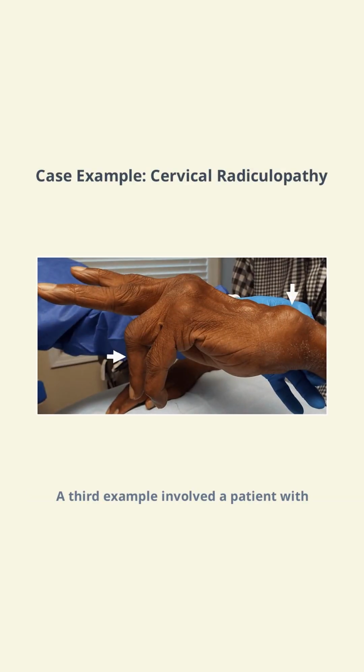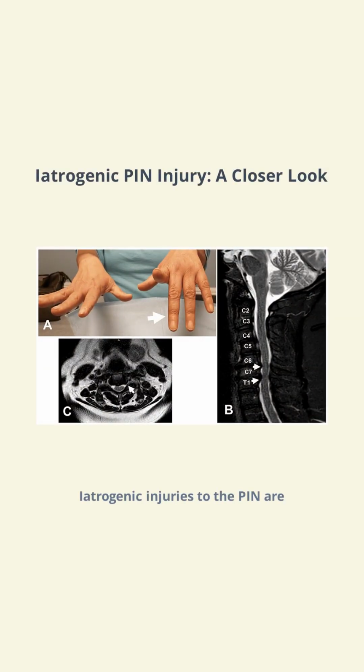A third example involved a patient with partial finger drop affecting the ulnar 3 digits. MRI of the cervical spine showed spondylosis and foraminal stenosis at C6-7, compressing the nerve roots. This case illustrates how neck problems can manifest as hand weakness and why imaging beyond the forearm is sometimes necessary for diagnosis. Iatrogenic injuries to the PIN are a significant cause of finger drop, especially after procedures like biceps tendon repair or creation of dialysis access.